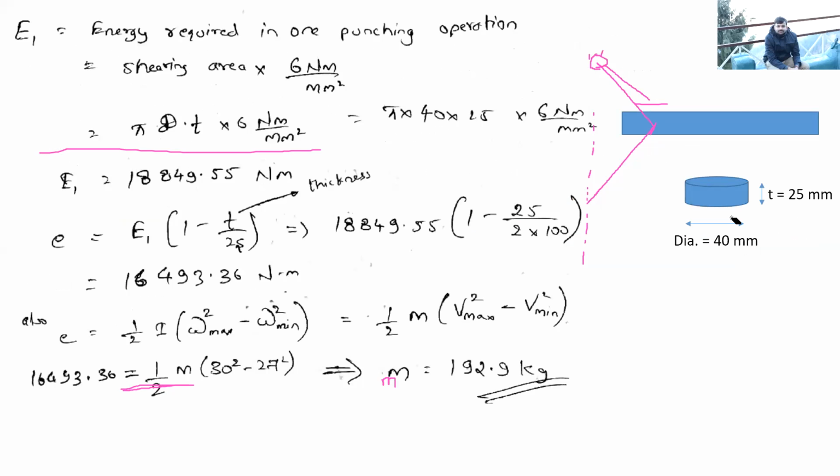Now, energy required in one punching operation. What would be the energy required in one punching operation? It would be shearing area multiplied by 6 Newton meter per mm square. So, what would be the shearing area?